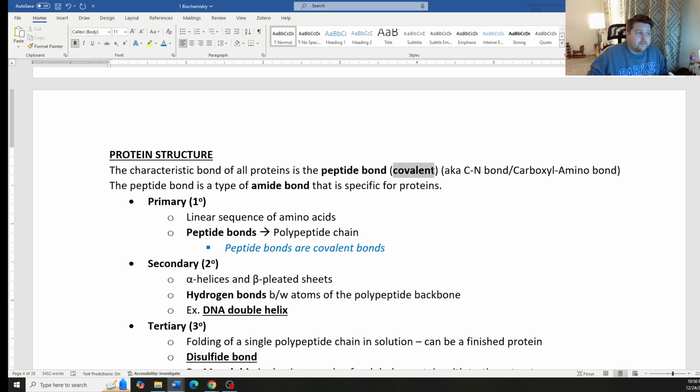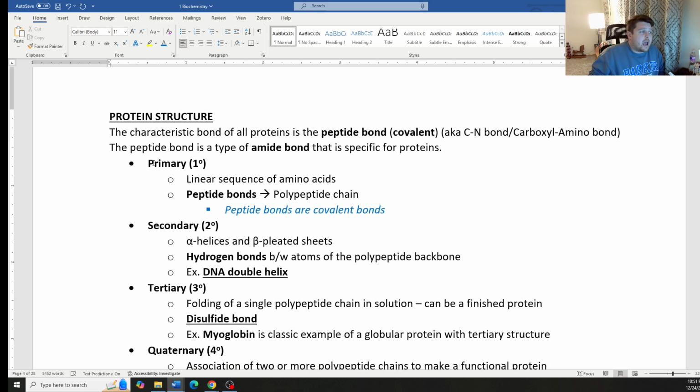It is a covalent type bond, and it is a carbon-nitrogen bond between the carboxyl group and the amino group, specifically in each of the amino acids. So remember earlier we looked at what the actual amino acid looks like. It has a carboxyl group, a hydrogen, an R group, and then an amino group. The carboxyl group of one amino acid forms a bond with the amino group of another amino acid to form a long chain. This is our primary structure.